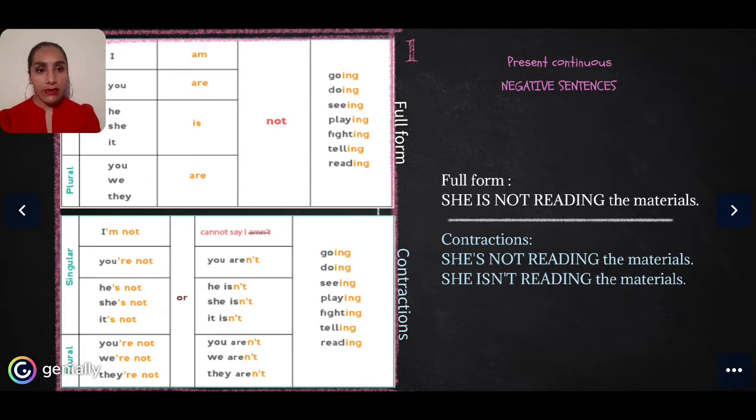Those are the contractions. So in the example, you can say, she's not reading the materials, or she isn't reading the materials. Basically, the meaning is the same. We're just using contractions to reduce elements. ¿Qué dice mi oración? Ella no está leyendo los materiales. Si ocupo cualquiera de las dos posibles contracciones, no cambia mi significado, simplemente puedo reducir elementos para sonar más fluido.